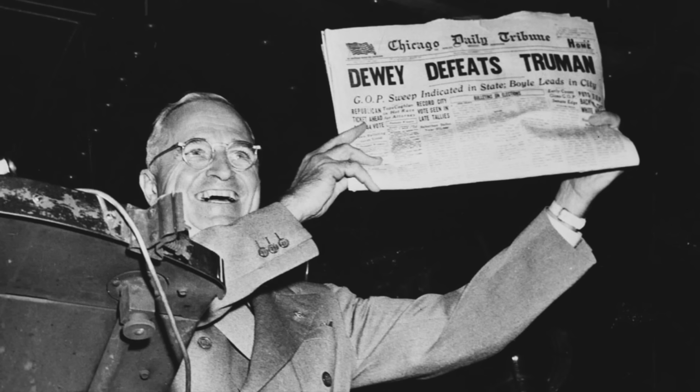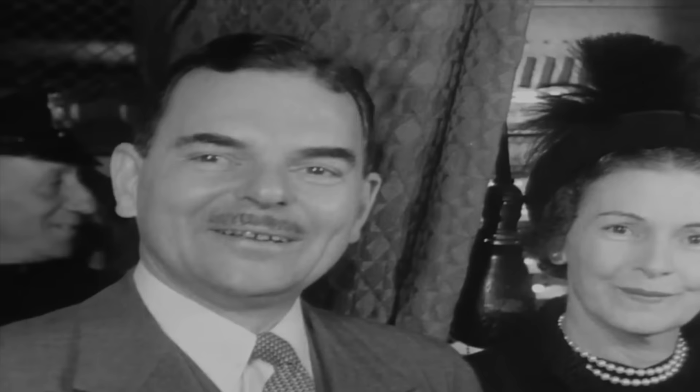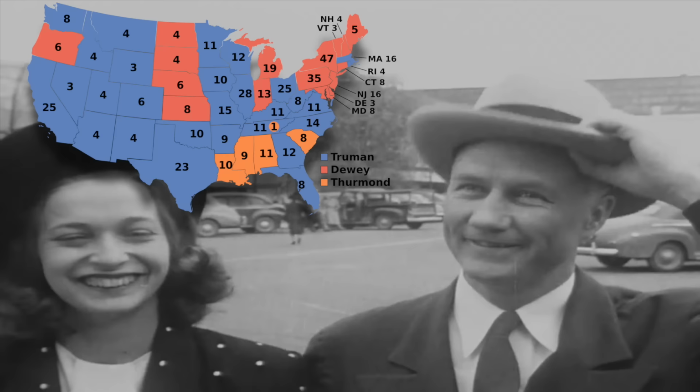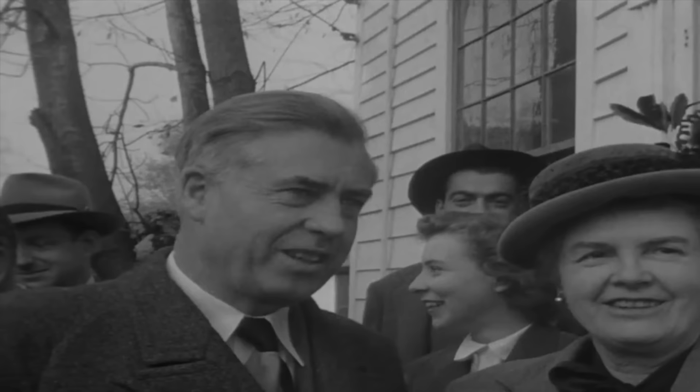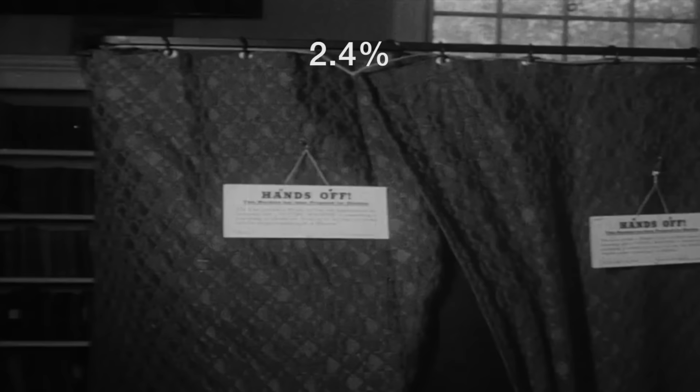Truman received 303 electoral votes and 49.6% of the popular vote. Thomas Dewey received 189 electoral votes and 45.1% of the popular vote. As expected, Strom Thurmond did well in the South. He received 39 electoral votes and 2.4% of the popular vote. While he didn't receive any electoral votes, Henry Wallace received a solid 2.4% of the popular vote as well, getting just under 19,000 votes less than Thurmond for fourth place.